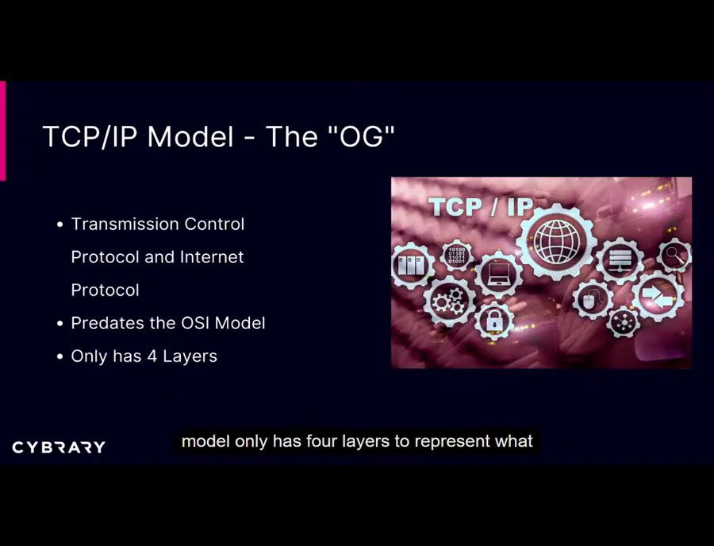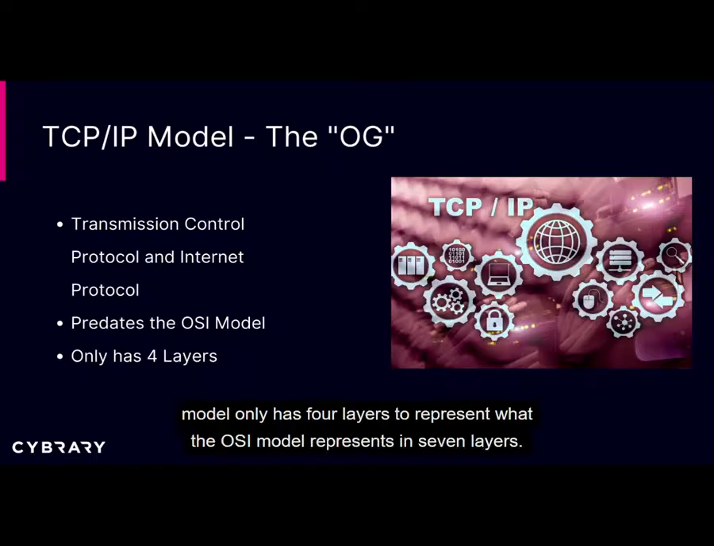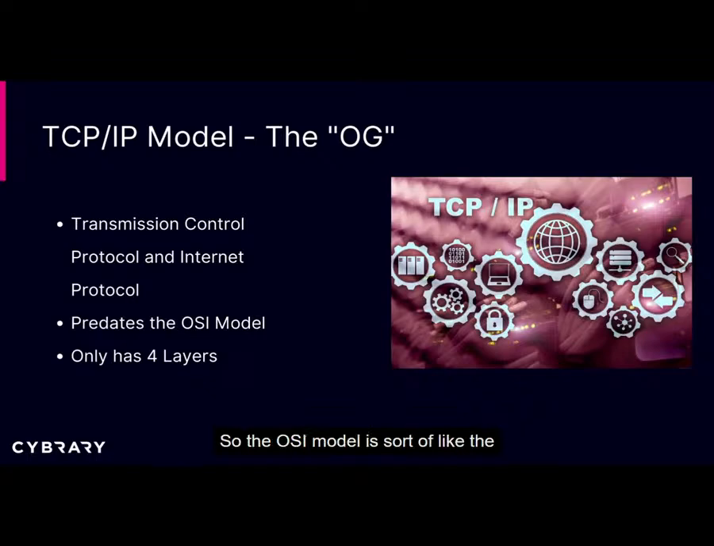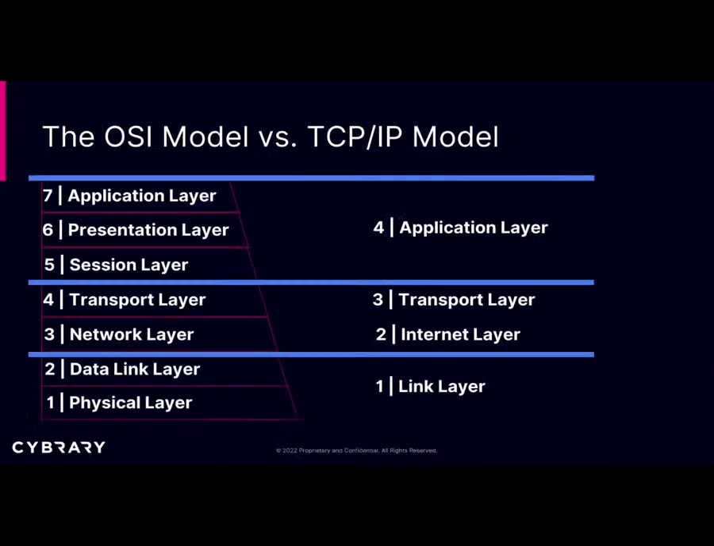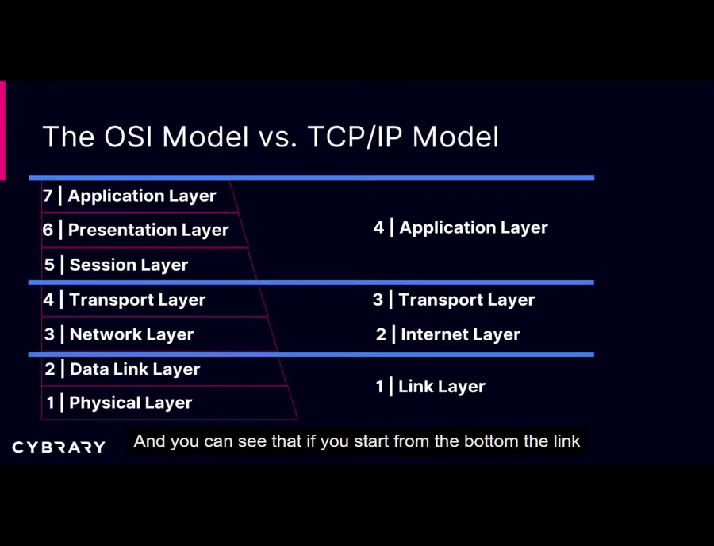The TCP/IP model only has 4 layers to represent what the OSI model represents in 7 layers. So the OSI model is sort of like the more modern version that is more fine-grained than the TCP/IP model. So let's take a look at these 2 models next to each other. And you can see that if you start from the bottom, the link layer in the TCP/IP model is both the physical layer and data link layer rolled up into one.